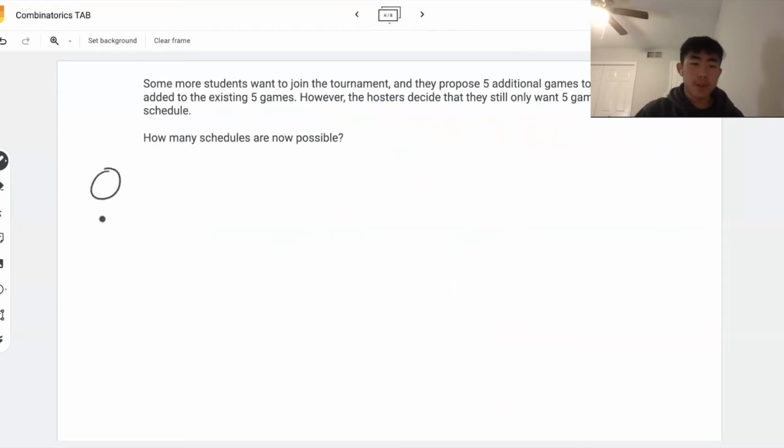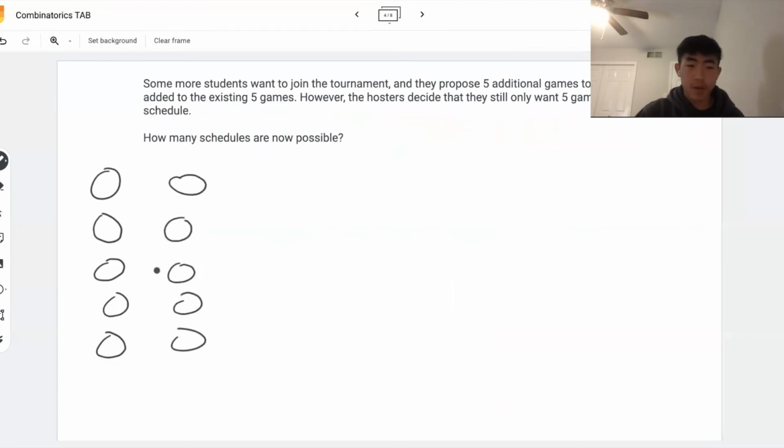So what this means is that instead of having 5 games we want to fit into 5 slots, now we have 10 different games. Just pretend all of those are a game, and we want to fit them into the same 5 slots, but we can only choose 5 of them. So now it's not just the ordering that matters, it's the ones that we choose. But we can really think about this problem the exact same way.